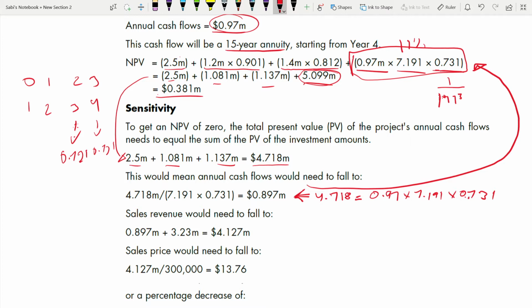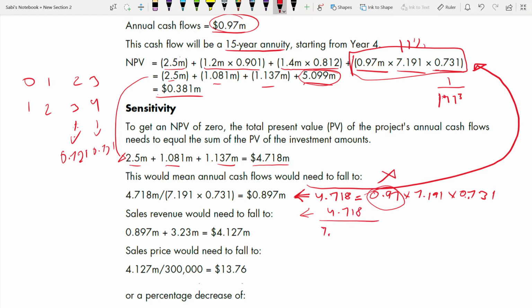So this is your cash inflow, 0.97. This has to be different. It cannot be 0.97. Let's take it as X, we don't know the amount. So now make X the subject. You should know basic maths. Bring this to the other side.